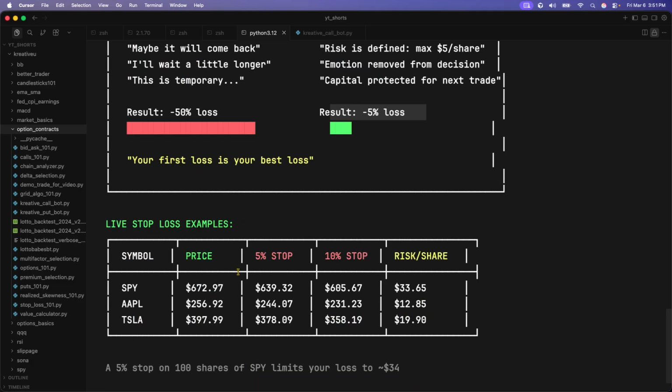So live examples with being able to use the stop loss at a 5% level. We're looking at SPY. SPY is the S&P 500, the top 500 companies within the New York Stock Exchange. If we're getting in at 672.97, then at a 5% stop loss, we're looking at 639.32, or 10% is 605.63, right? Risk per share is $33.65. And then we have Apple. Our stop loss at a 5% level is 244, or at a 10% level is 231. And then we have Tesla. If we get in at 397, at a 5% level, our stop loss is 378, or at a 10% level, it's 358.